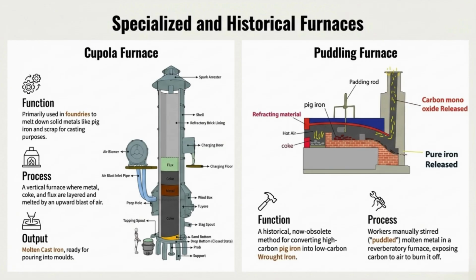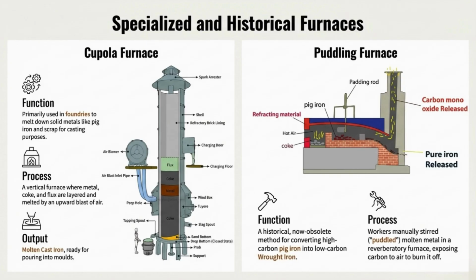The puddling furnace. Turning back the clock, we look at the puddling furnace. This is a historical, now obsolete method that was vital for converting high-carbon pig iron into low-carbon wrought iron. The process: workers manually stirred, or puddled, molten metal in a reverberatory furnace. The chemistry: this stirring exposed the carbon in the iron to the air, allowing it to burn off as carbon monoxide. The output: once the carbon was removed, pure iron was released.